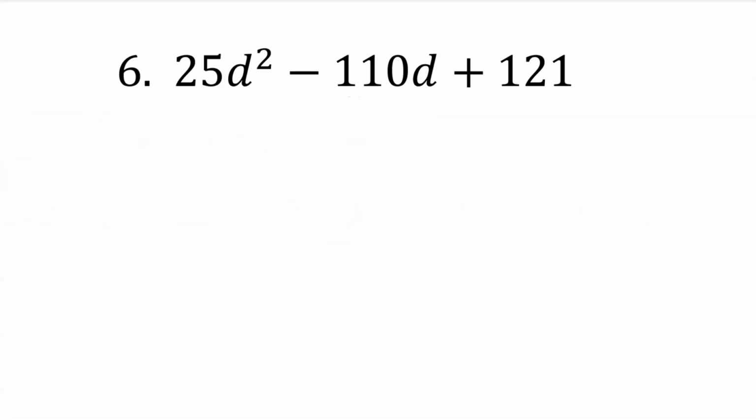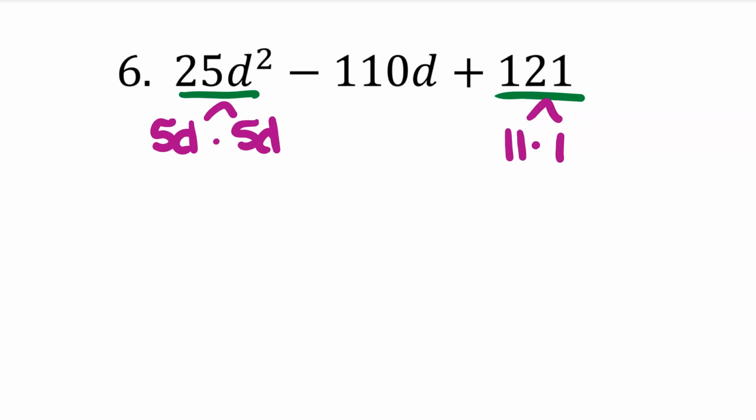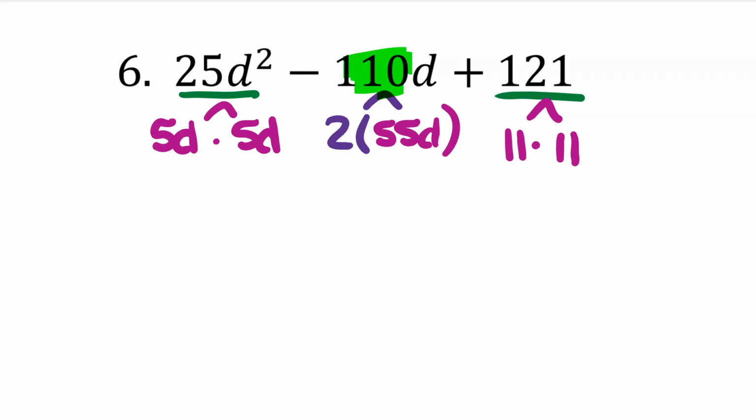6. Now, normally when I'd see something like this, I'd go, okay, can I take anything out? I can't. What I can do is check for perfect squares on the first and the last. So 25d squared is 5d times 5d. 121 is 11 times 11. And then I have my middle. Remember, my middle should be 2 times my 2 factors, which is 11 times 5d, which is 55d. Yes, 110 is 2 times 55d, so I'm good.